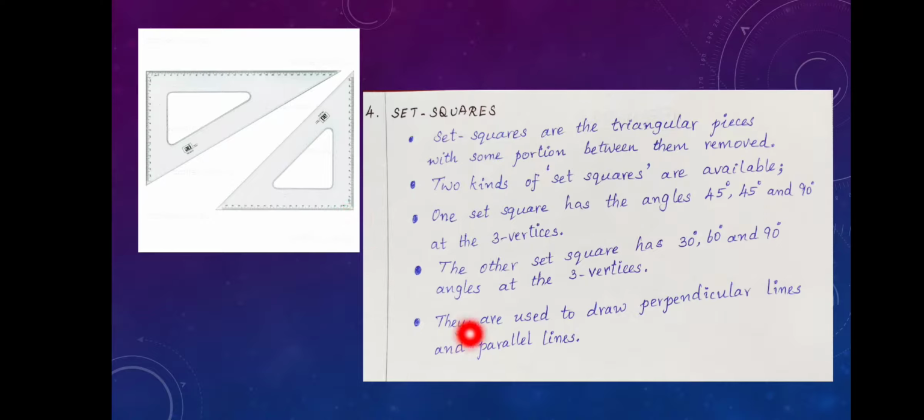Okay, and the set squares are also used to draw parallel lines. See this edge and its parallel line here. Similarly, this horizontal line and one more horizontal line here. These two horizontal lines are parallel. They are used to draw perpendicular lines and parallel lines. So these are the uses of set squares.